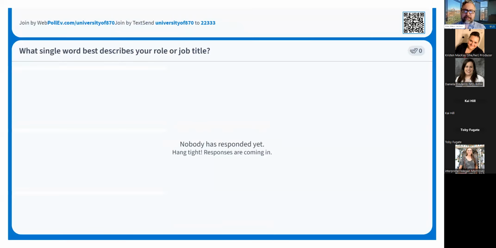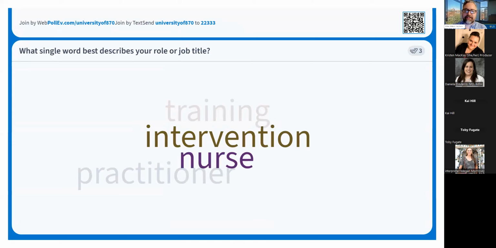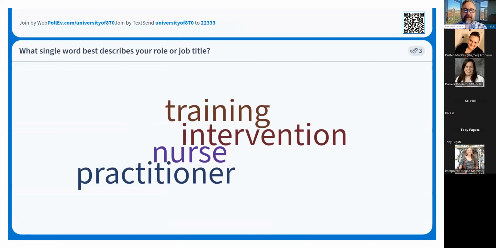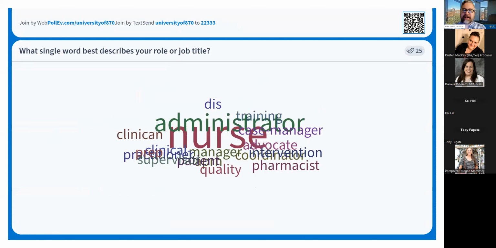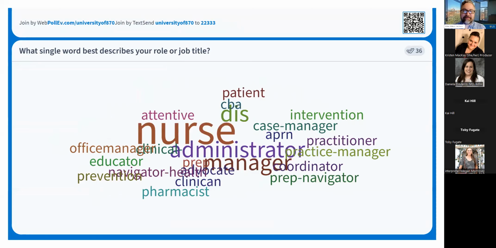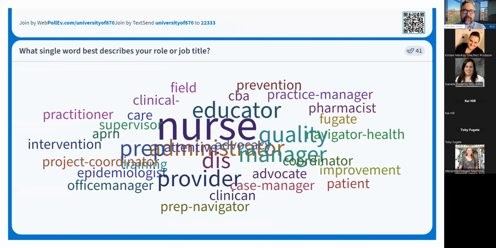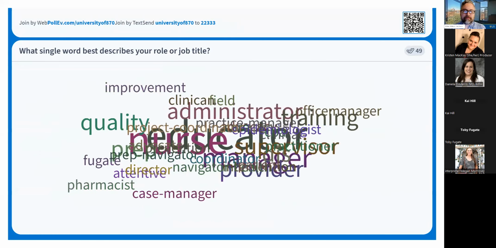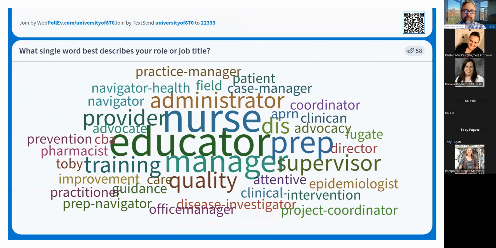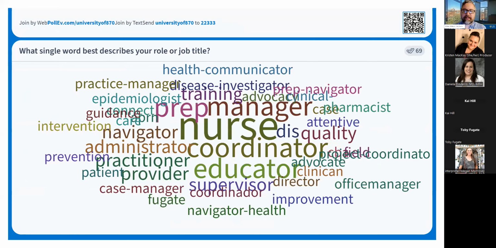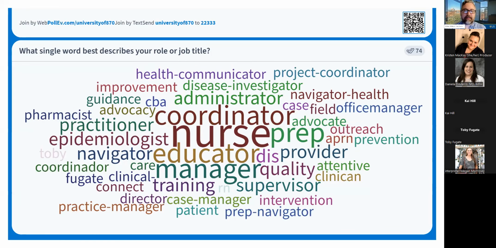All right, so first of all, what single word would best describe your job role or your job title? If you're using more than one word, just put a dash in between the two words so that you can just combine them together. All right, I see some answers coming in. The most common answer is going to be largest. I see in the Q&A we had prevention added in.